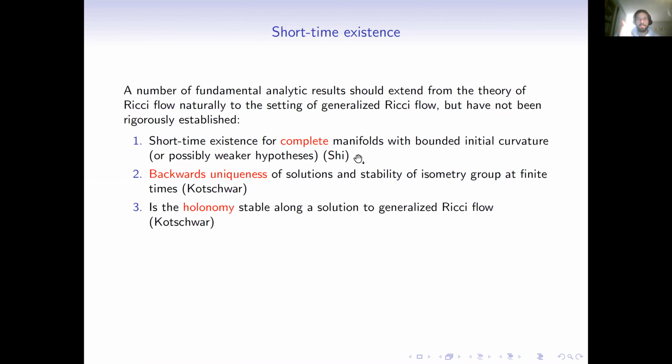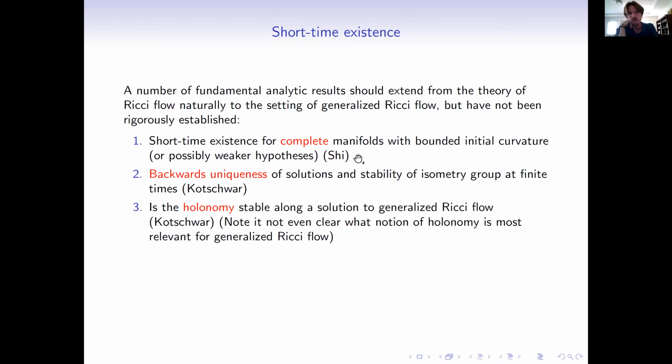Okay. And then a related question, Kotschwar proves stability of the holonomy group along Ricci flow. And I just mention this to point out that there's a much more basic question still missing from the theory of generalized geometry, which is, well, there are probably many different holonomy groups you might imagine are relevant, like for instance, holonomy of the Bismut connection. But perhaps there's a notion that's more attuned to the theory of generalized connections and generalized curvature, which is more relevant for generalized Ricci flow.